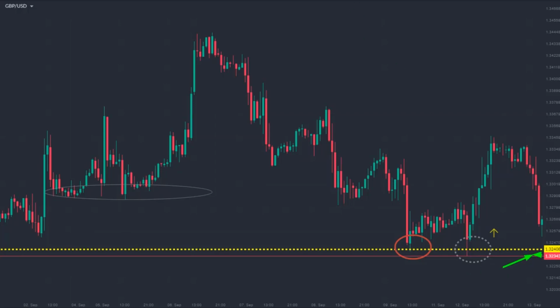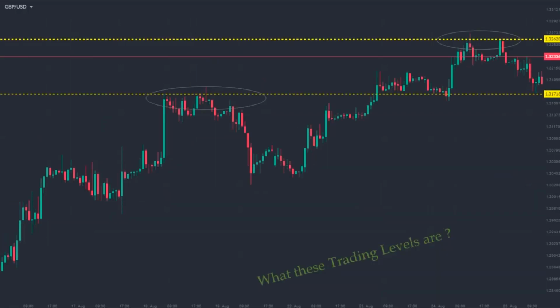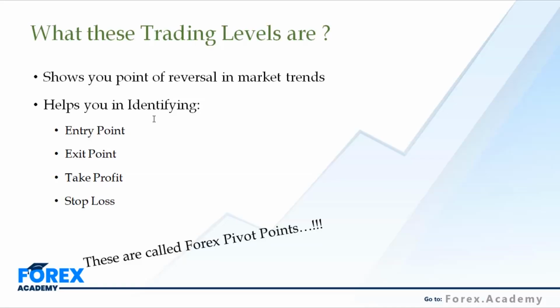And the idea behind today's webinar is we are going to learn about these support and resistance levels. And so what are these trading levels called, guys? These trading levels are called the support and resistance. It shows us, first of all, the point of reversal in the market. It also helps us identify the entry point, exit point, take profit, and stop loss.